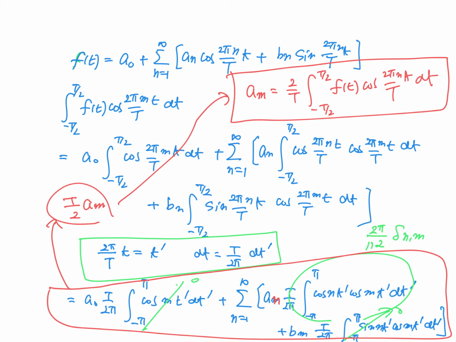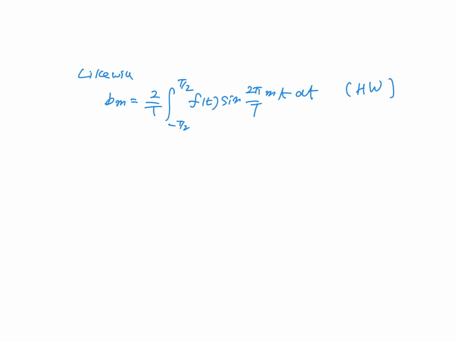And likewise, bn is 2 over T, the integral from minus T over 2 to T over 2 of f(t) sine 2 pi m t over T dt. And you can do the same as for an, and I'm going to ask you as homework to do it at home to show that.